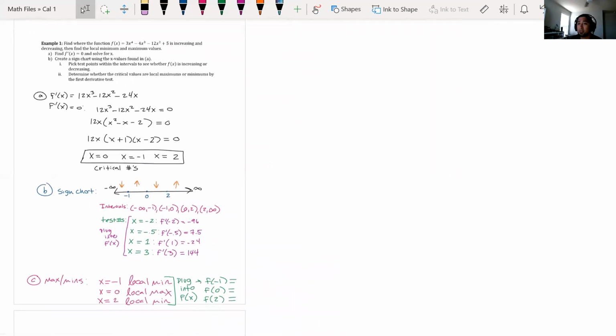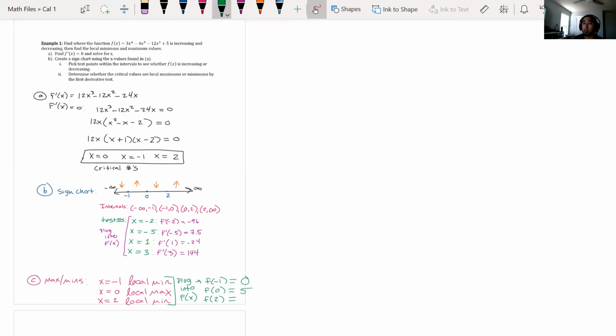If you plug -1 in, that becomes +3, that becomes +4, so that's 7. And then that still becomes -12. So 7 minus 12 is -5. So you'll get -5 for the first one. And then 0, that's 0, that's 0, you'll get 5.